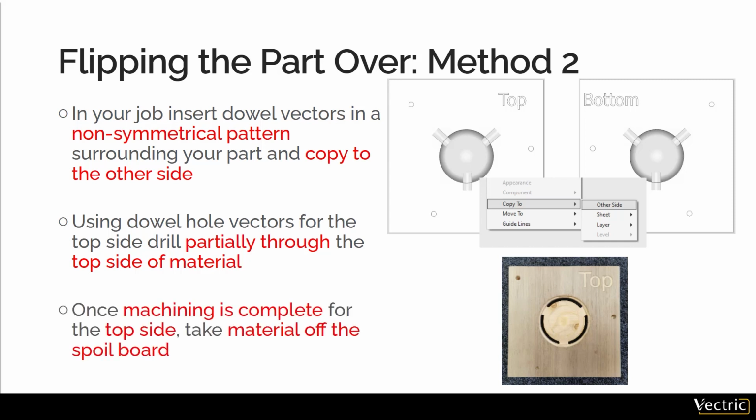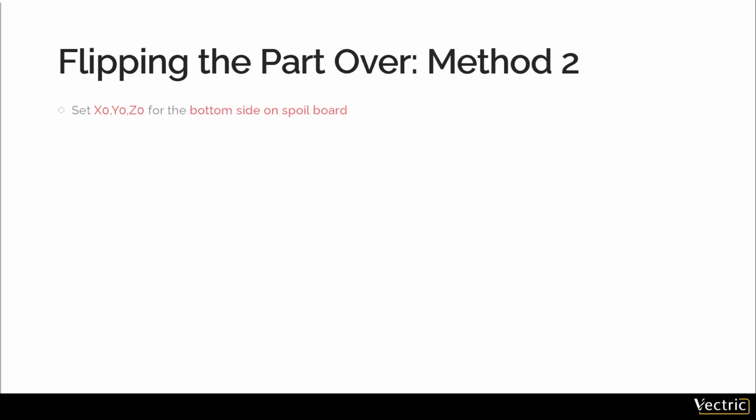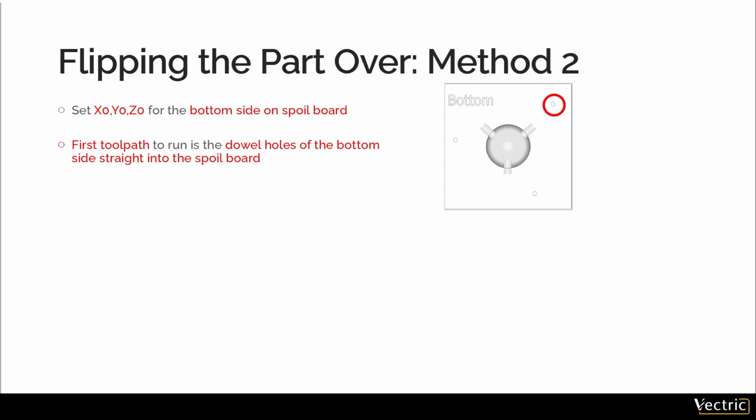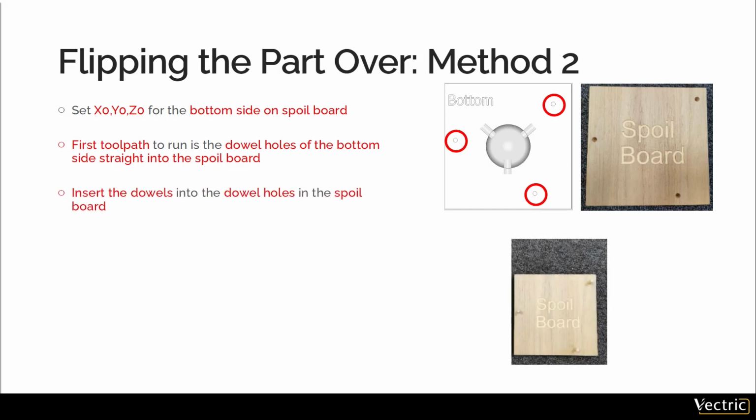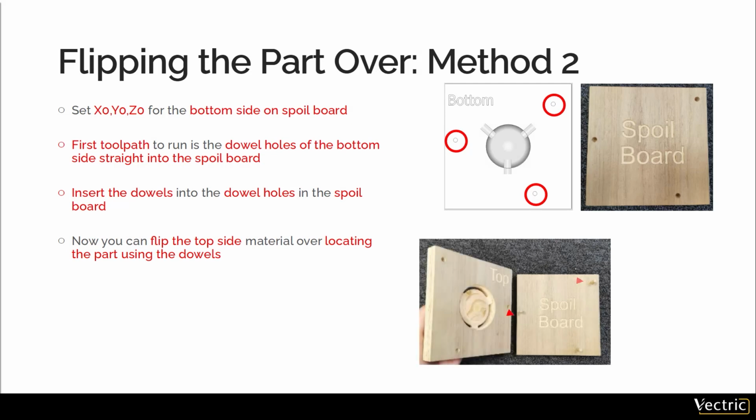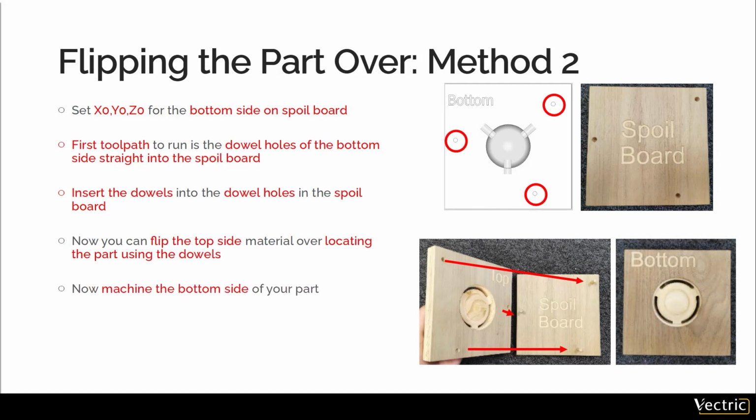Once machining is complete for the top side, take the material off the spoil board. Set your X0, Y0, Z0 for the bottom side of the spoil board. First toolpath to run is the dowel holes of the bottom side straight into the spoil board. Insert the dowels into the dowel holes in the spoil board. Now you can flip the top side material over, locating the part using the dowels. Now machine the bottom side of your part.